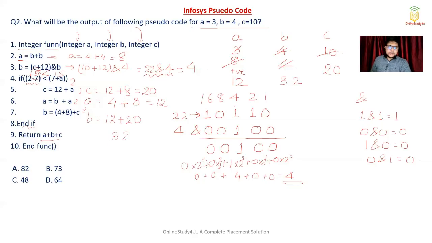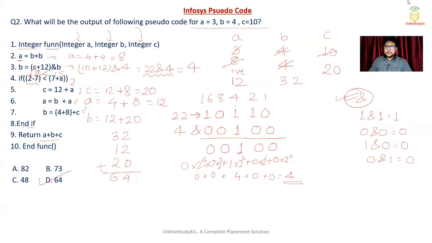That is 32 plus 12 plus 20. That is 64. So my answer is D. So in this question, we learned about AND operation in general. In specific, this was the only thing that we need to know for this. The rest is very simple. So yeah, let's move on to the next question.